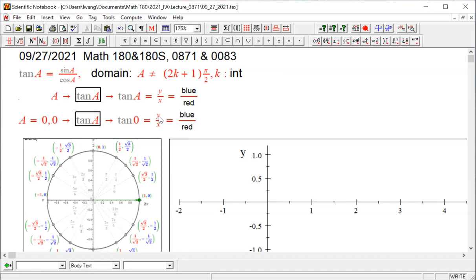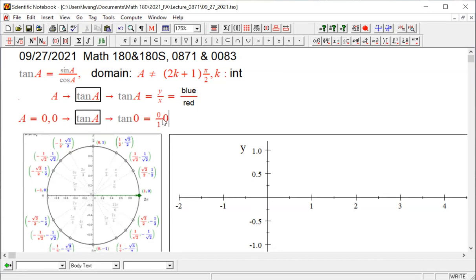Tangent 0 will be the point on the terminal, I'm citing the definition, and I pick the one on the unit circle, I get (1, 0). What would that be? The y is 0, the blue number is 0, the red number is 1. 0 divided by 1, what does that equal to? 0. So tangent 0 is 0.